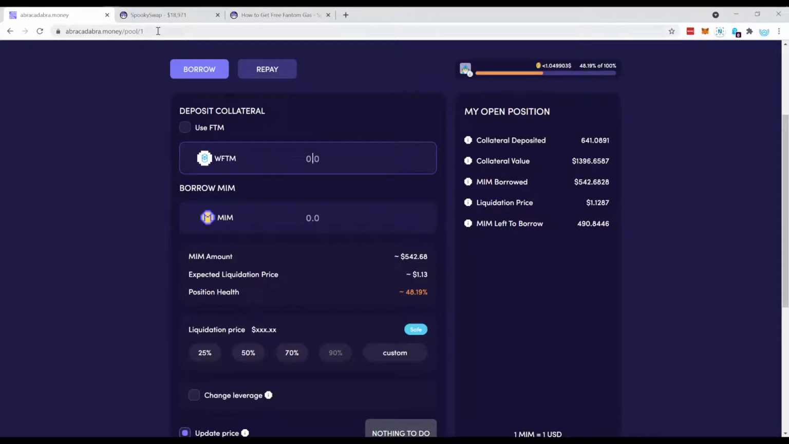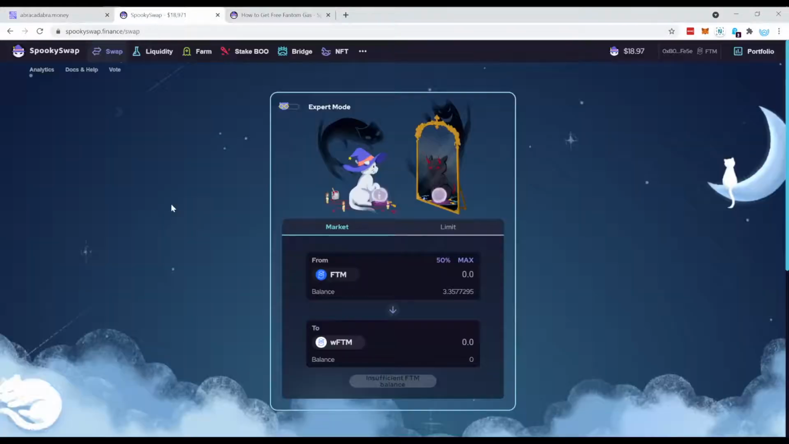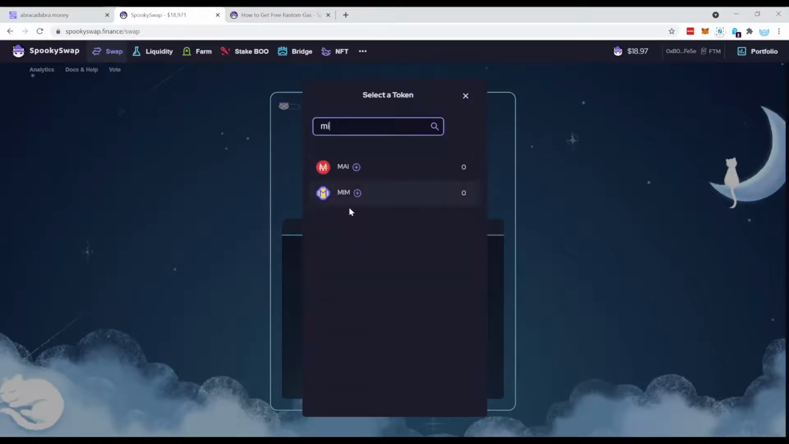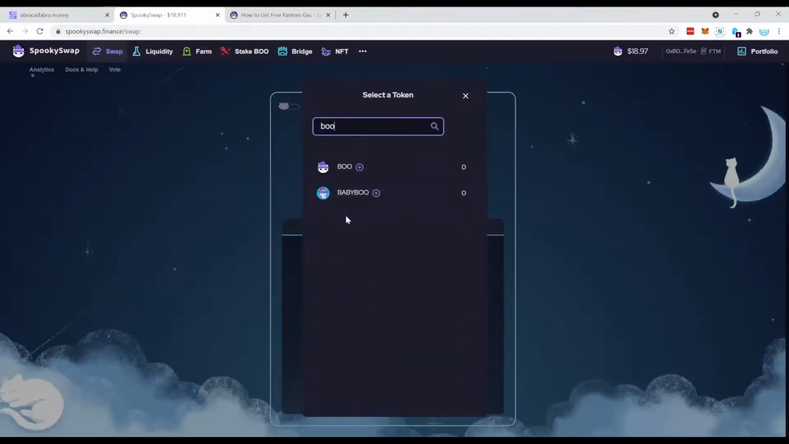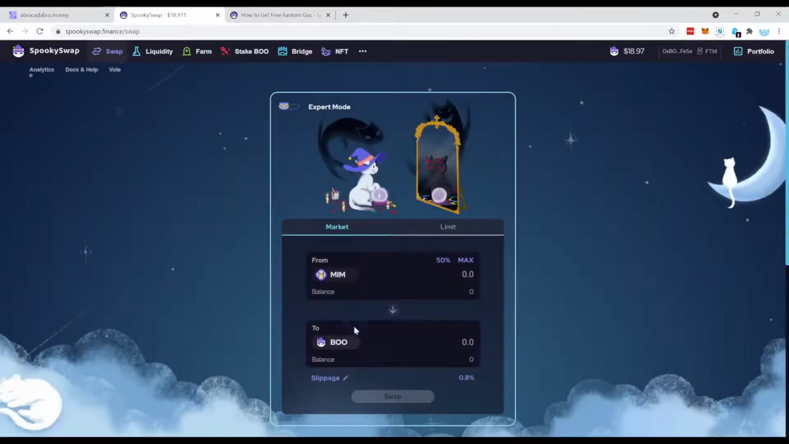Okay, now when you got your MIM, we come over here and we want to swap our MIM for BOO. So we would come over here, take the MIM you just borrowed, and swap it for BOO. Now, BOO is the governance token of Spooky Swap, so it's their native token, okay?